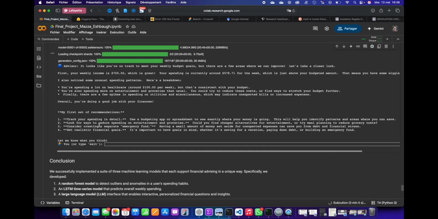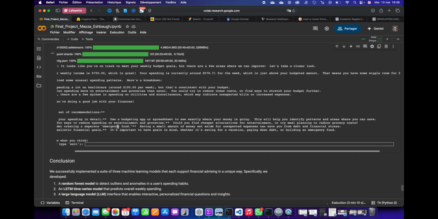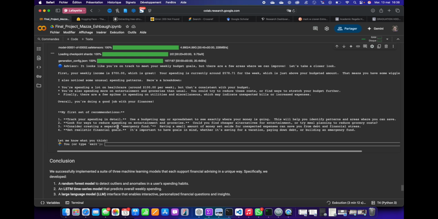So here comes the recommendations. Try to be more detailed in tracking our personal spending, trying to reduce spending on entertainment and groceries, trying to find a cheaper alternative or meal planning, trying to figure out an emergency fund, which could be beneficial down the road, and trying to set more realistic financial goals, including paying for vacation or whatever comes up in the future.